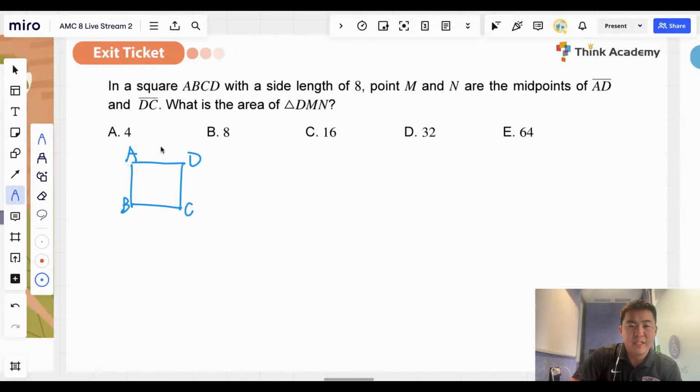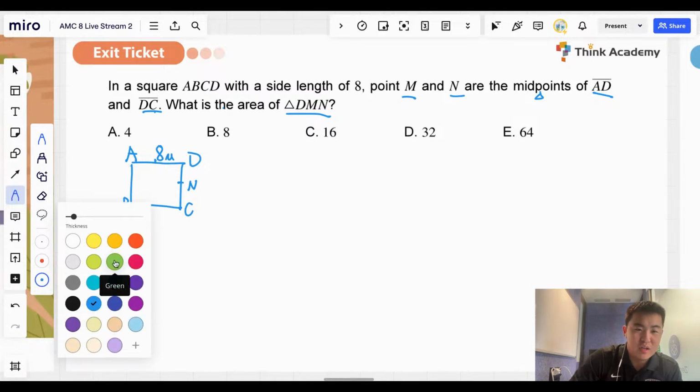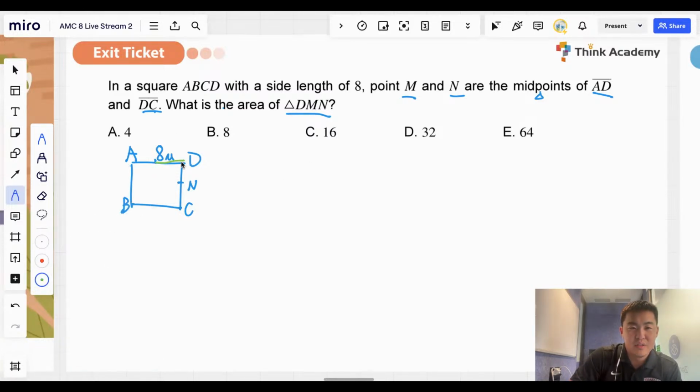with a side length of 8, okay? And we are given that points M and N are the midpoints of AD and DC respectively. So M is the midpoint of AD and N is the midpoint of DC. M should be placed right here, in the middle of AD, and N is here, at the middle of DC. The question is, what is the area of the triangle DMN? Let's use a different color to mark the triangle. Okay, so now we have our shaded green triangle, DMN, the one we're trying to find the area of.